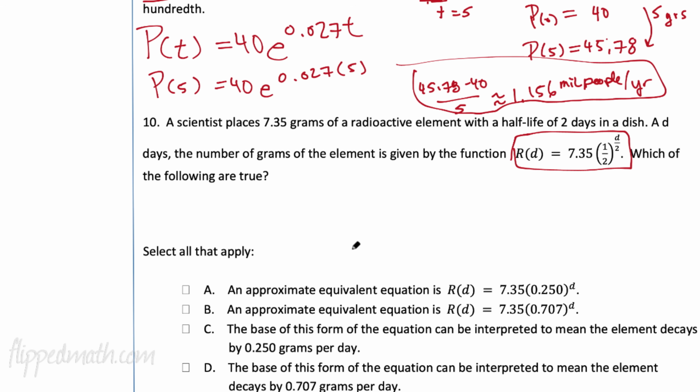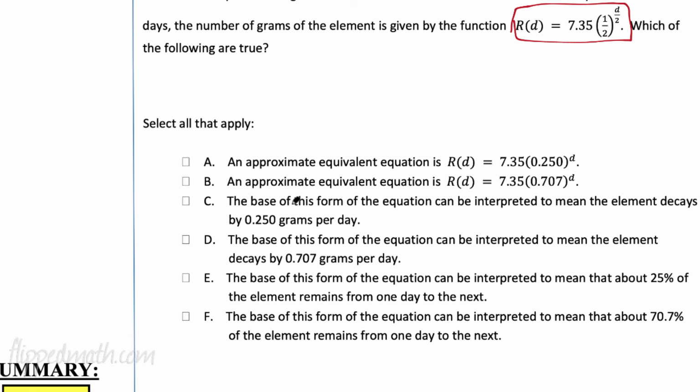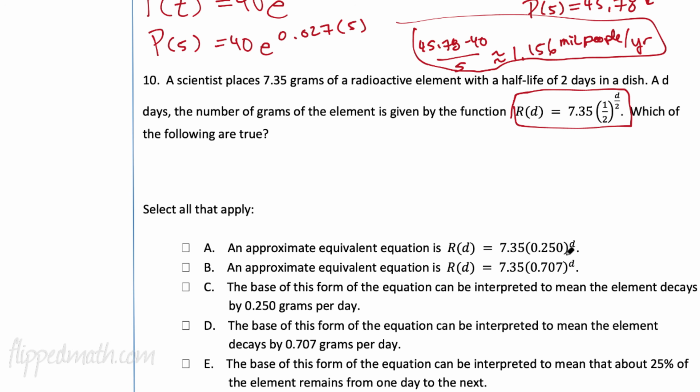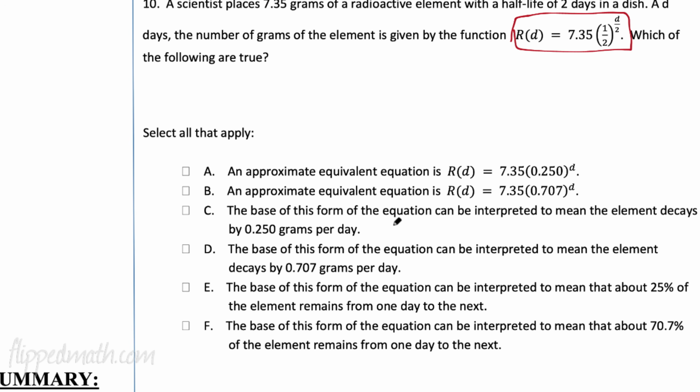So then we just have to figure out which of the following are true. This is multiple choice. So which one of these are true? We have 6 different options. The approximate equivalent equation is, notice how they got rid of the exponent up there. We have 2 options for that, where the base changes. And then the base of this form can be interpreted to mean the element decays so much per day. And then they talk about a percent.